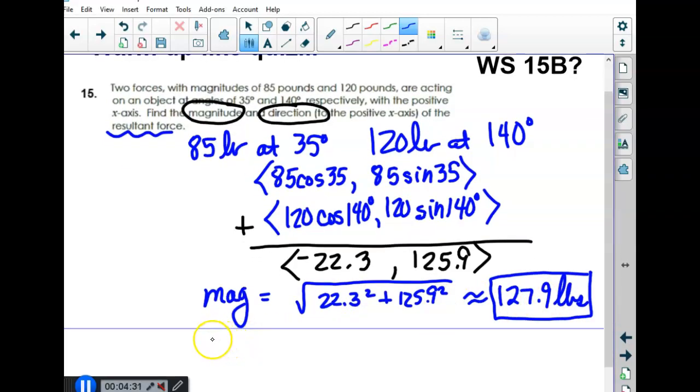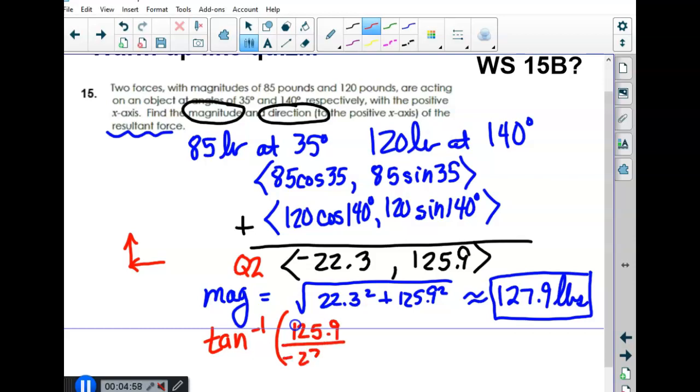And then we need the direction, and how do we do direction, guys? Inverse tangent. But before we do that, if we were going left and up, what quadrant are we in? Okay, this is a quadrant 2 number, right? And in quadrant 2, the calculator never gives us the right answers. So we're going to go inverse tangent. It's always y over x. Inverse tangent, 125.9 divided by negative 22.3. I got negative 80 degrees, anybody?